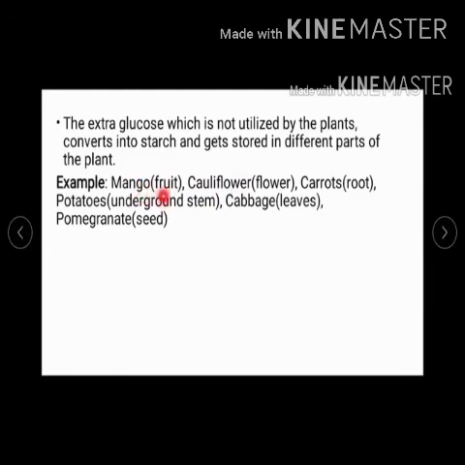We know that mango is a fruit. Now do you know that cauliflower, what we call a vegetable, is actually a flower of the plant. In the case of carrots, they are known as roots. Potatoes are basically underground stems, meaning they are a type of stem. Cabbage is basically a type of leaf. And when we talk about the other type, that is seed, that is pomegranate. So these are the different parts of the plant in which the starch gets stored.